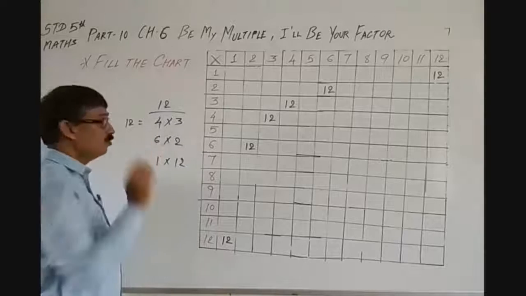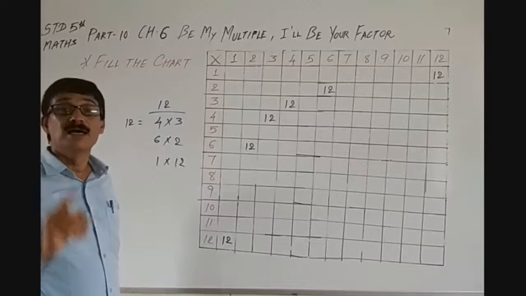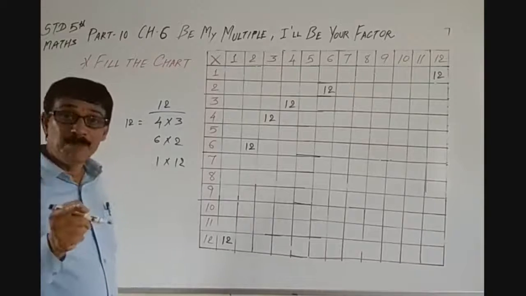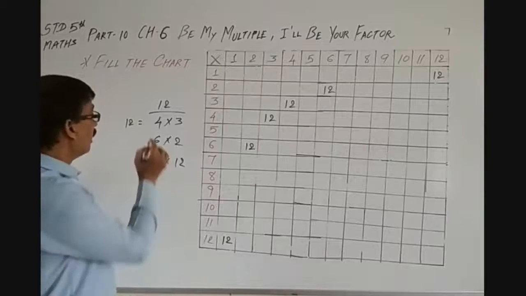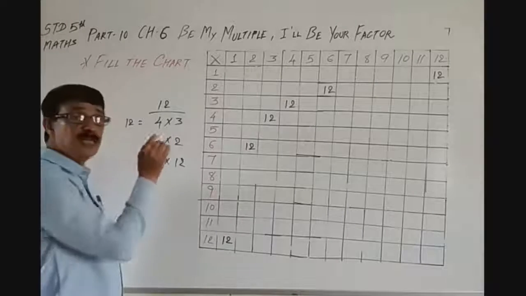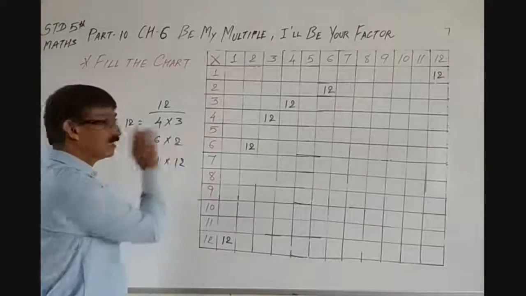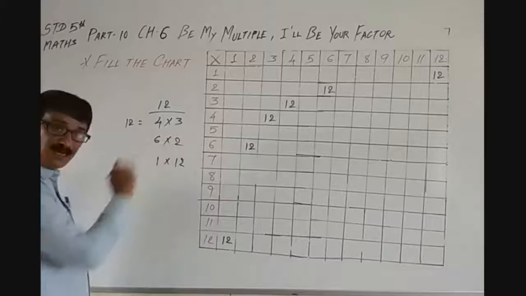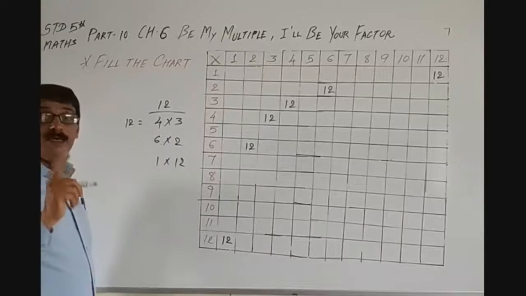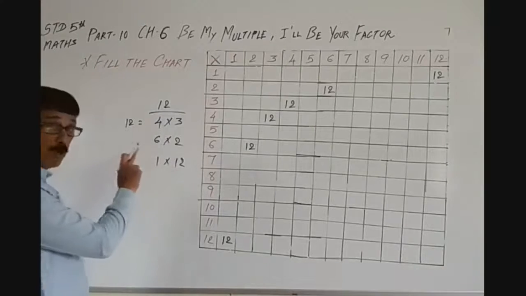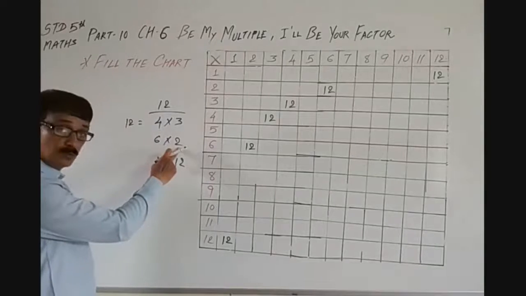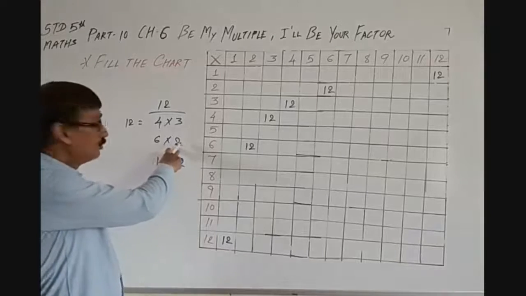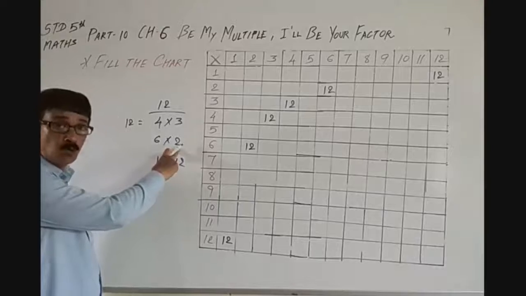See, 12 is equal to 4 multiplied by 3. That is why we can say 12 is a multiple of both. Both means 12 is a multiple of 4 as well as 12 is a multiple of 3. Now, if 12 is equal to 6 multiplied by 2, then 12 is a multiple of both, that is 6 and 2. 12 is a multiple of 6 as well as 12 is a multiple of 2.